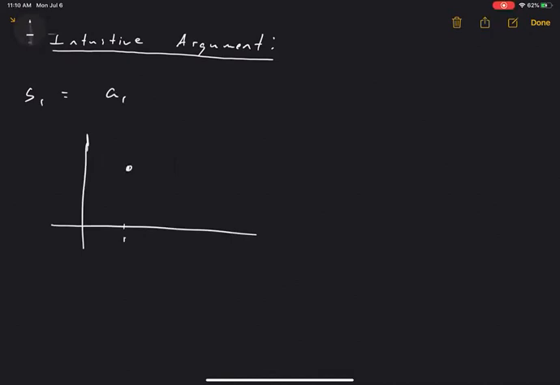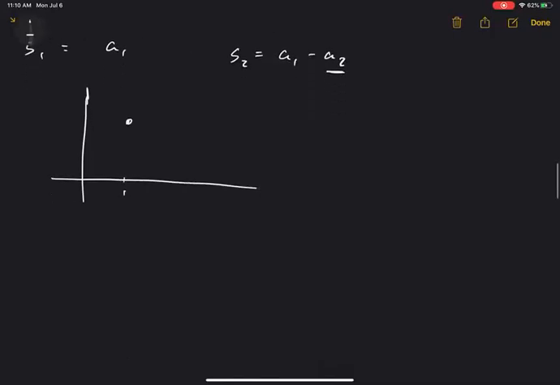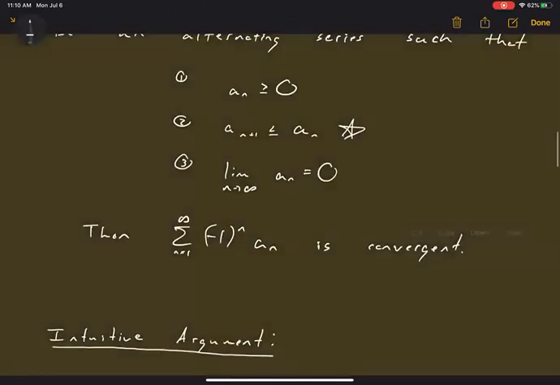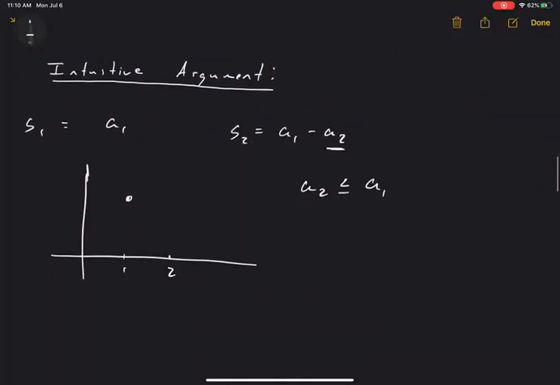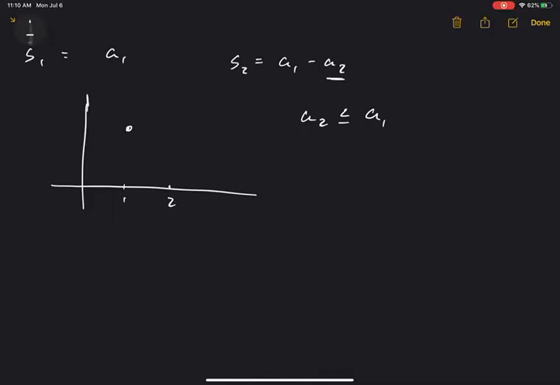Then what's S2? Well, S2 would be a1 minus a2. Right, so I'm subtracting a number away. So my second partial sum should be less than S1. But what do I know about a2? I know a2 is less than or equal to a1, right? Because that's my second condition. So I'm subtracting a number away, but I'm subtracting a smaller number here. So my S2 is not going to be all the way to 0, but it's going to be a smaller number, right? It's going to be like here.